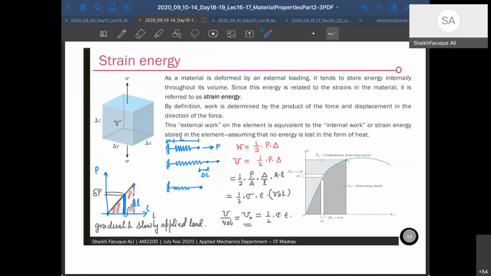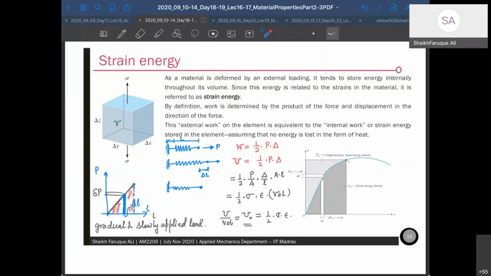So it is all discussed here. As a material is deformed by an external loading, it tends to store energy internally throughout its volume. Not at a single point, but all through the volume, because all points will deform; it is a flexible body. This energy is related to the strains in the material, because of the deformation, and is referred to as the strain energy of the body. Now, how do you calculate it?